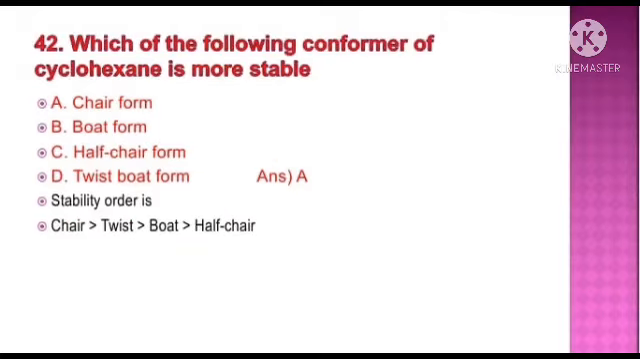Question number 42. Which of the following conformer of cyclohexane is more stable? The answer is option A, chair form. The stability order is chair, twist, boat, half chair.